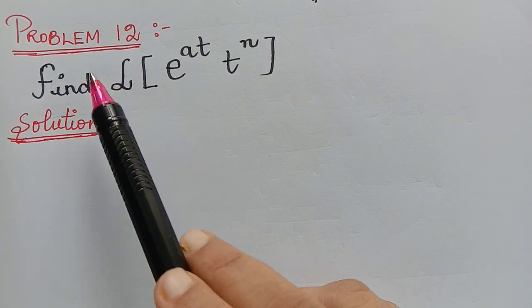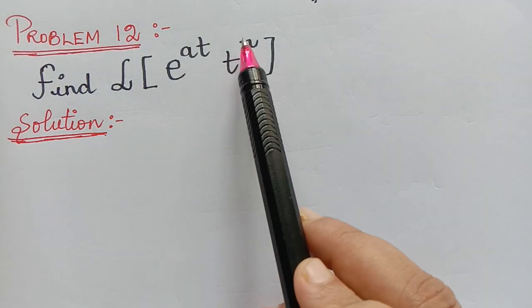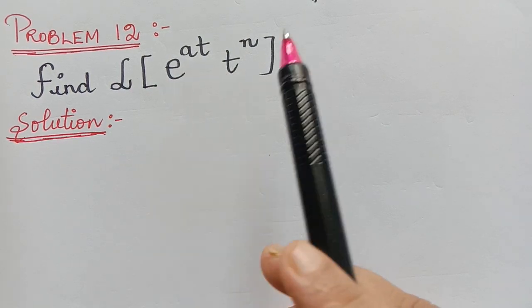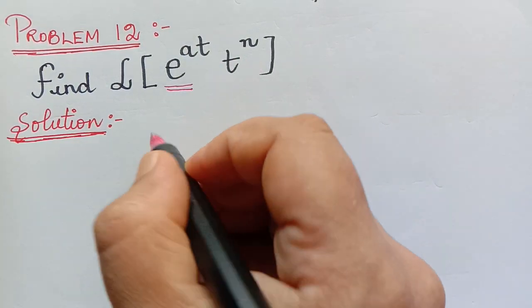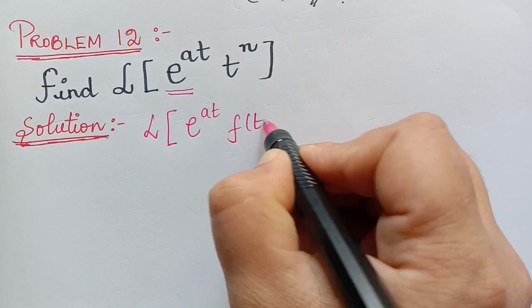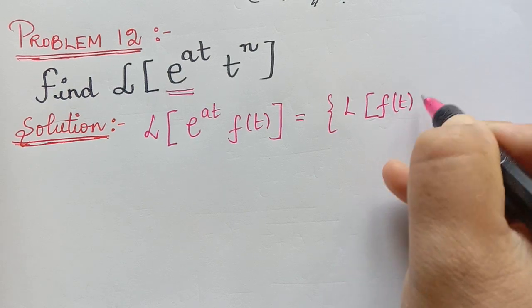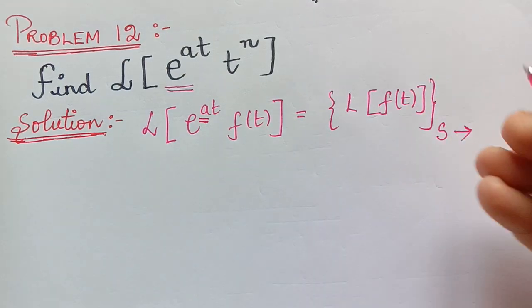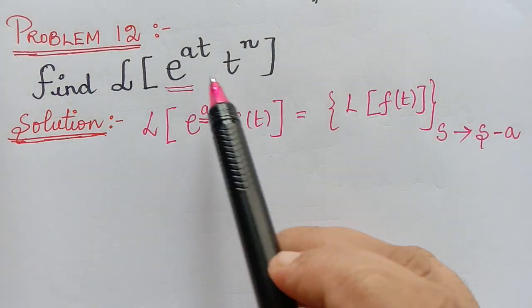Dear students, problem 12 is to find the Laplace transform of e to the power at t to the power n. We observe that we have to find the Laplace transform of a product of two functions, where one of the functions is e to the power at. So we have to use the first shifting theorem, where we know that the Laplace transform of e to the power at f of t is equal to the Laplace transform of f of t, where we have to replace s by, now what do we have here? Plus a. So it has to be replaced by s minus a. So we have to apply this theorem for this problem.